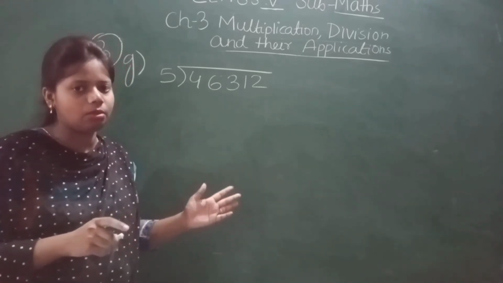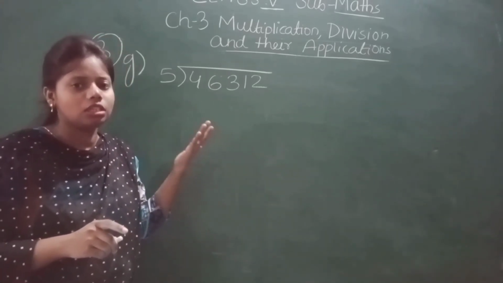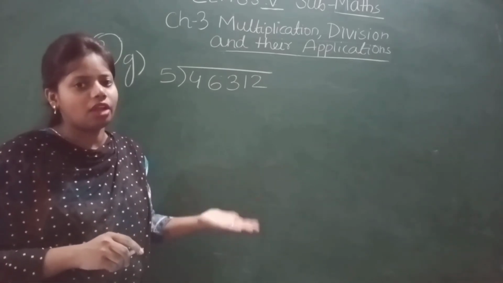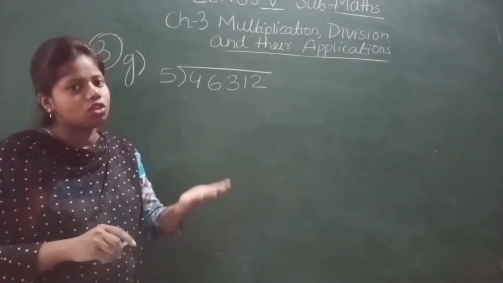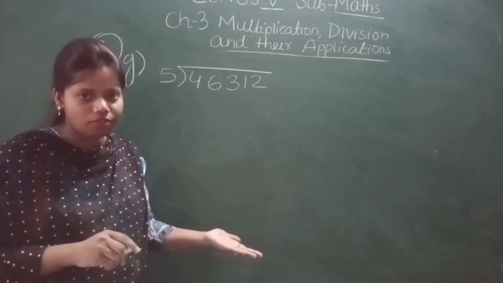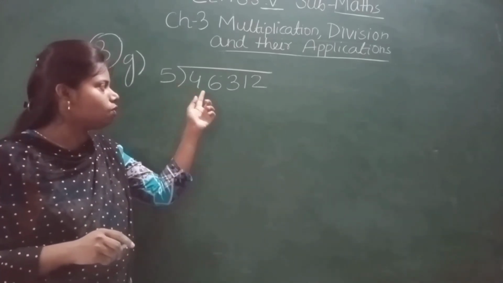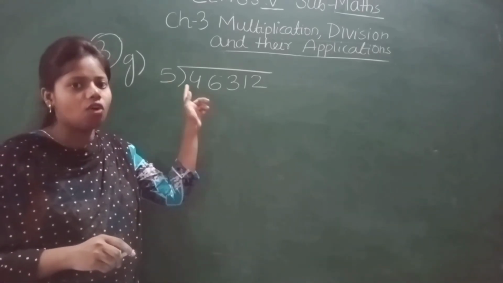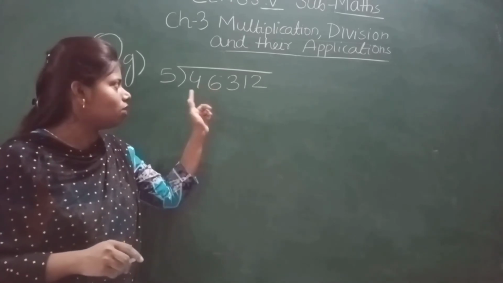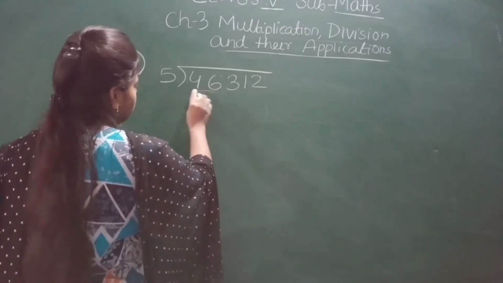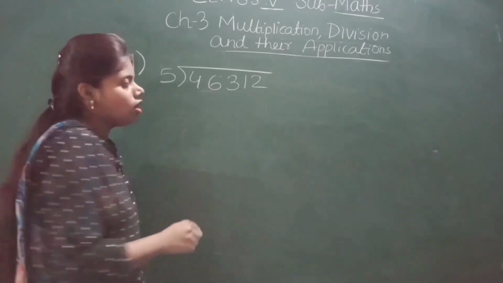No, because 4 is less than 5 and the 5 table starts with 5 1s are 5. So 4 doesn't come in the 5 table. What will we do? We will take one more digit. Along with 4 we will take one more digit, 6, and it will become 46. We take this 2-digit number.